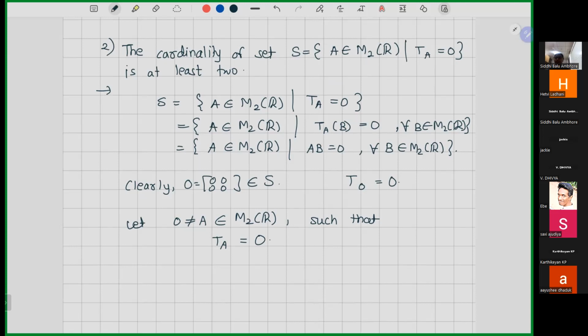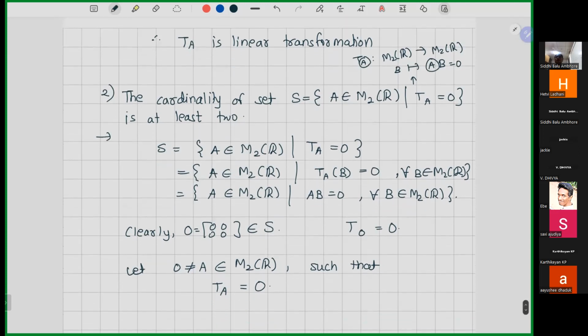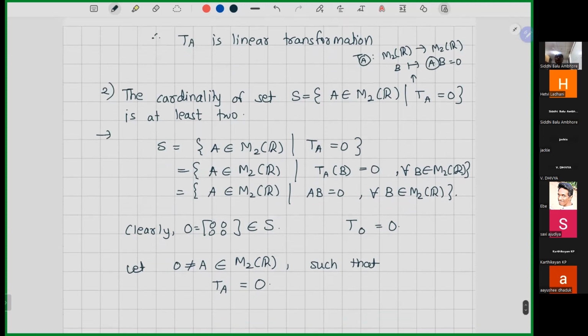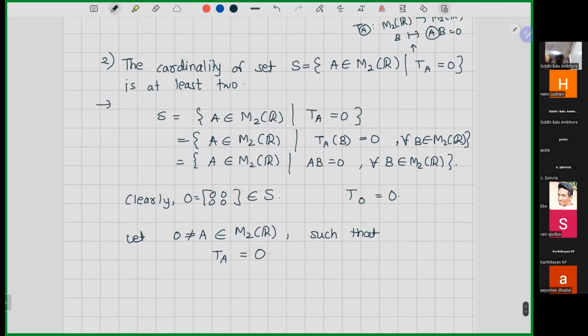When I write TA is 0, I'm saying that this corresponding map TA from M2R to M2R, such that B goes to AB, is always giving me 0 or not. So I want to find all these A's here. We are not checking the injectivity of the map TA, because I'm looking for the A's for which this map is giving me the zero map.